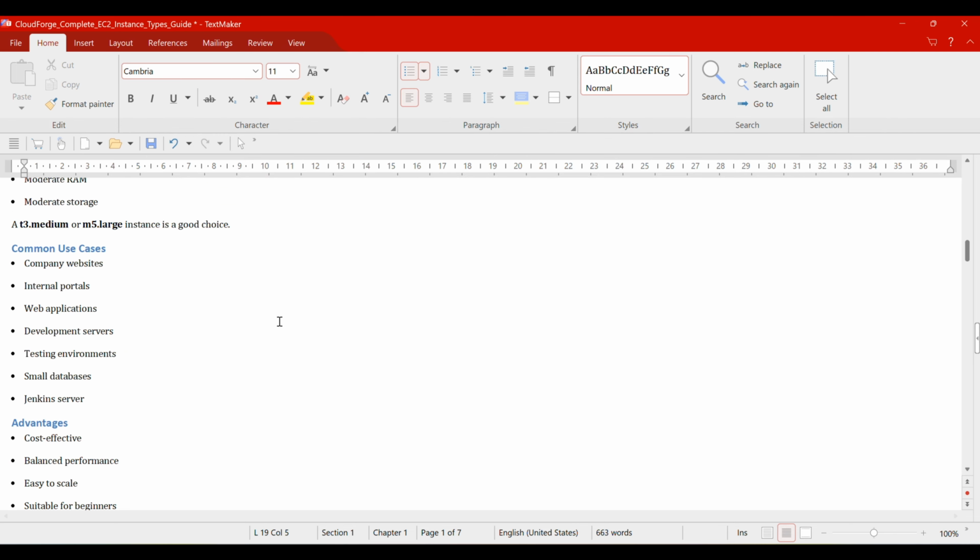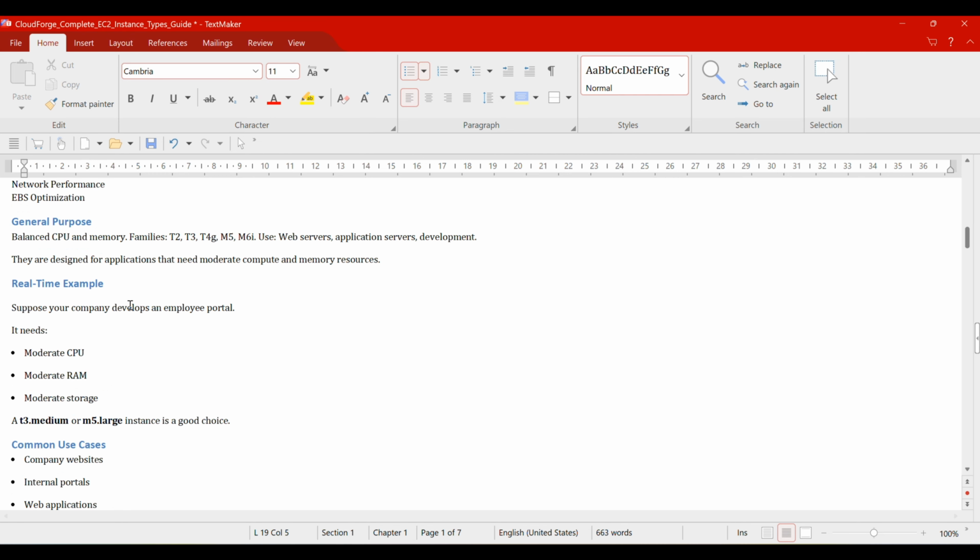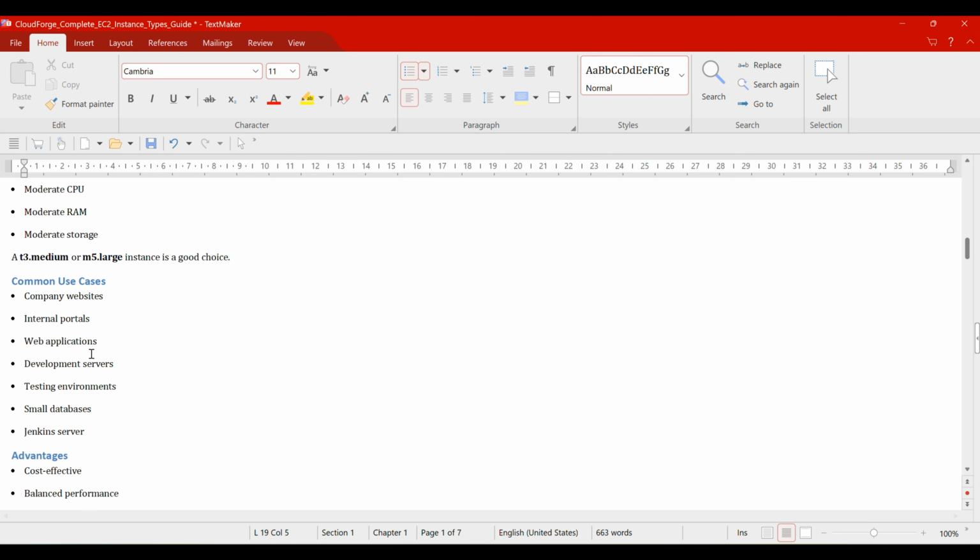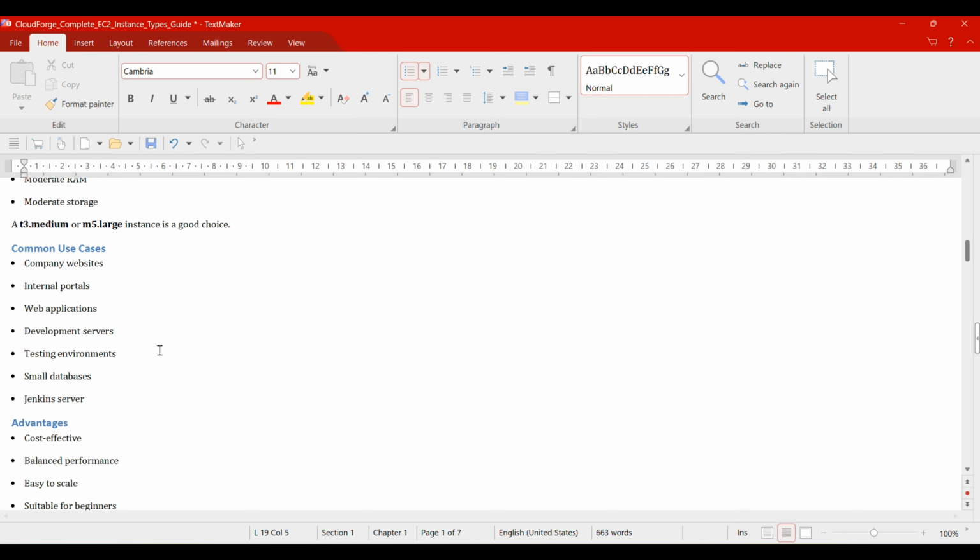If you have few requests, for example, if you build one application or a company website where the number of customers connecting to your application is very low, those types of applications can use normal general purpose instances. These are the T3 family, T5 family, or M5, with moderate CPU, moderate RAM, and moderate storage. Common uses are a company website if your company is very small, internal portals, web applications, small databases, or third-party applications like Jenkins and Docker.